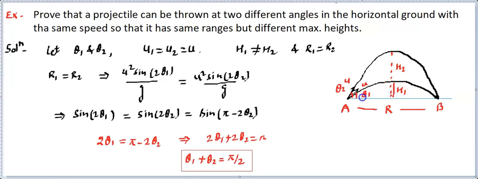Okay, and that means there exist two angles for which we can achieve the same range, one by higher height, another by lower height. And these angles should be like this: theta 1 plus theta 2 is equal to pi by 2, that is 90 degree. So if theta 1 is given to us as 30 degree, we can easily find out what theta 2 is going to be for the condition when the ranges are equal. So we will say this is going to be 60 degree. Moreover, this is true only if we are throwing them with the same speed. So this is also a condition we need to keep in mind.